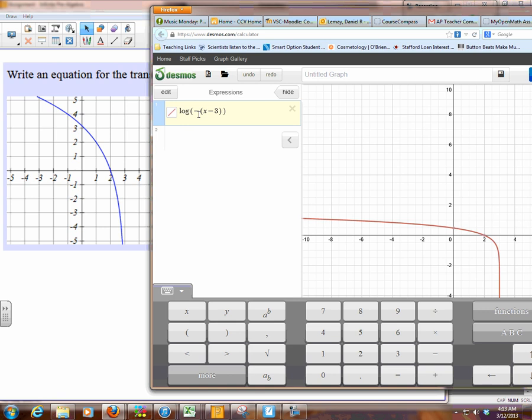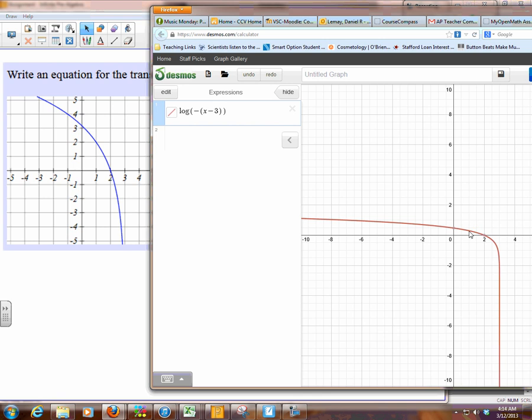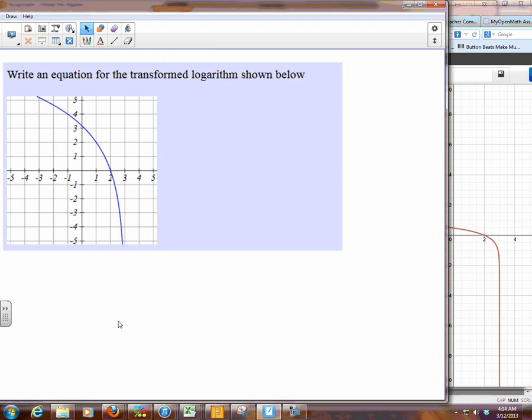Now the only other thing I have to worry about is it's going through a stretch, and I see this graph is going through the point 1, 2, and this graph that I've got here certainly isn't doing that. So I've got to do some kind of shift going on here, or some kind of stretch. So I know I've got this.